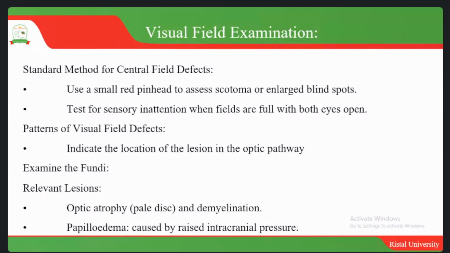And then the patterns of visual field defects indicate the location of the lesion in the optic pathway. The optic pathway is basically these different parts of the eyes, and you can identify, when you use this pinhead, that the defect is in this part of the eye, with all the different labelings on those parts. So you can tell that on this part, that's where I'm seeing maybe some grayish or whitish growth, and so forth.